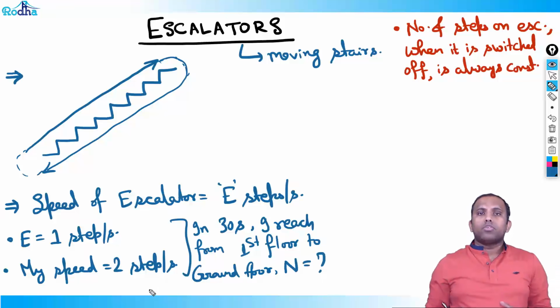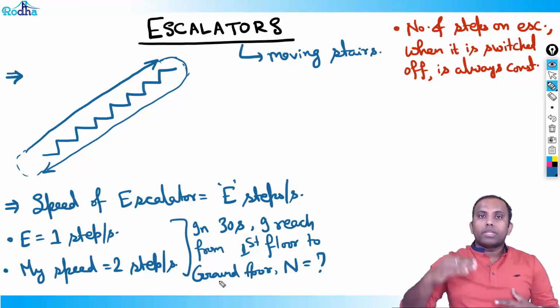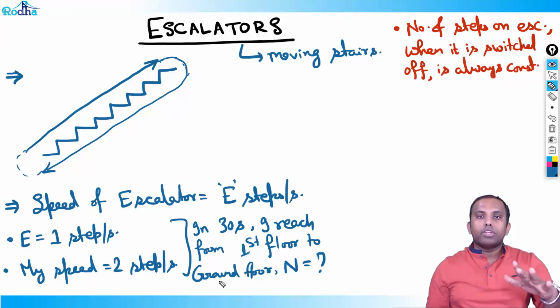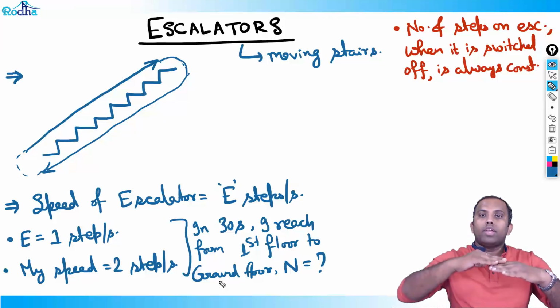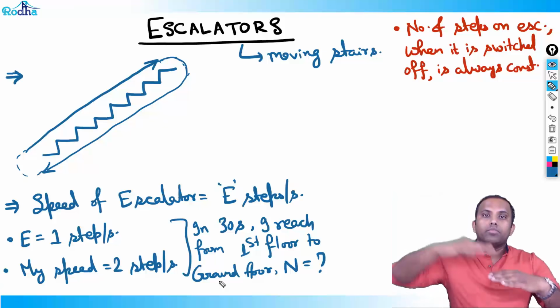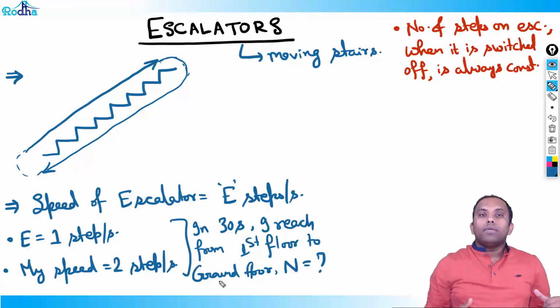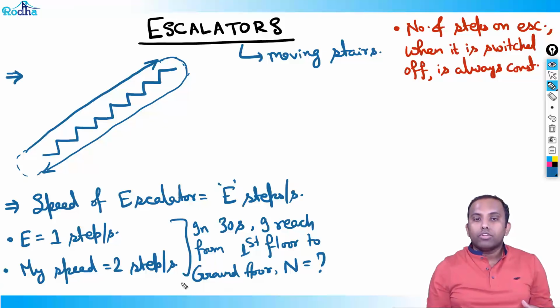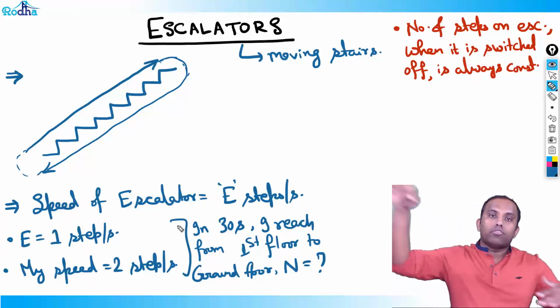Yes, this situation is just to understand escalators, right? The escalator is moving at a speed of 1 step per second. It is given E is equal to 1 step per second, so the escalator is moving at a rate of 1 step per second. It is going from first floor to ground floor actually. That means the escalator is coming down from first floor to ground floor, right?